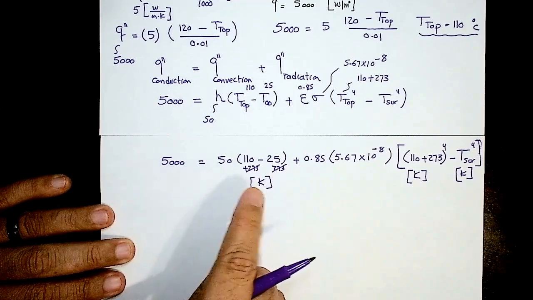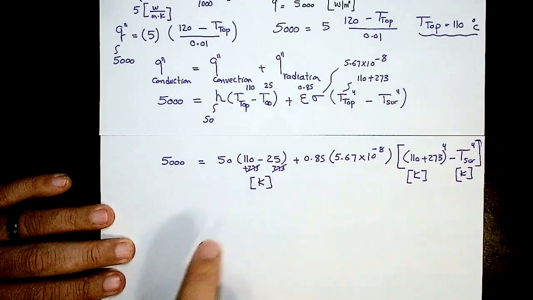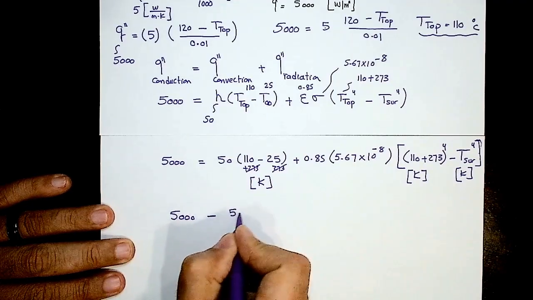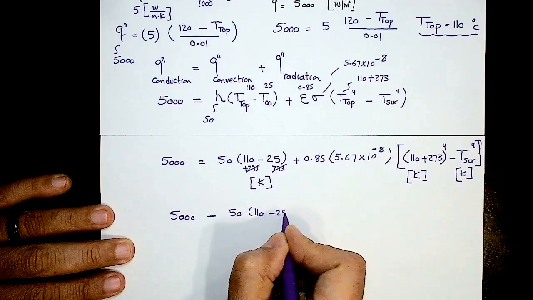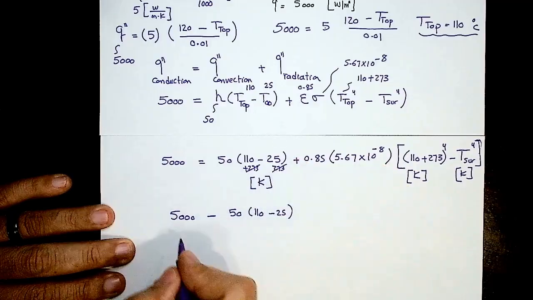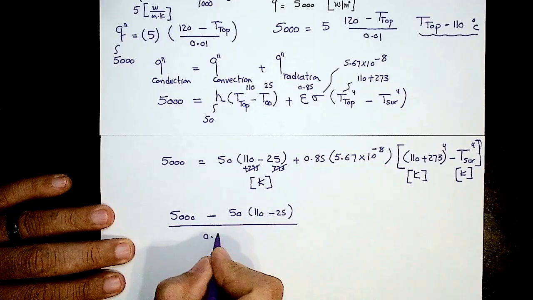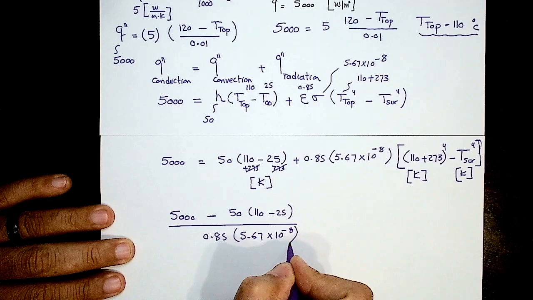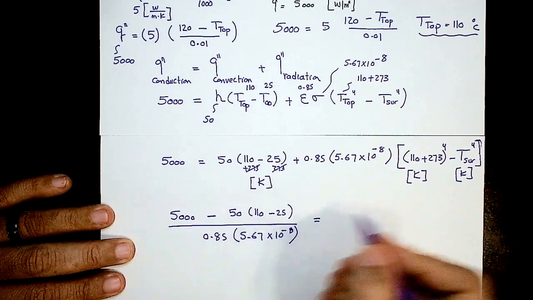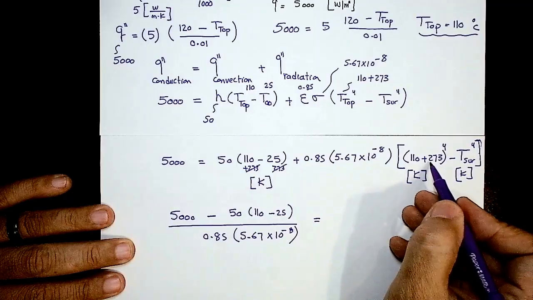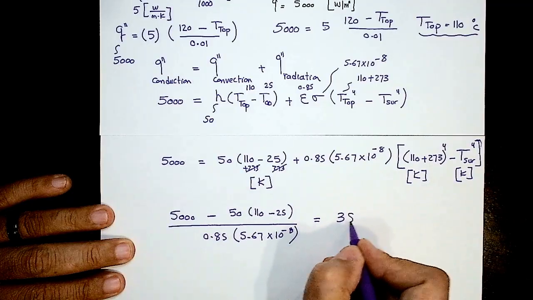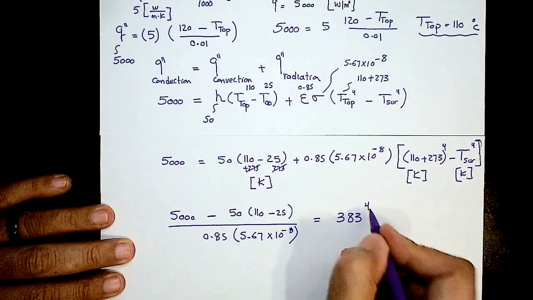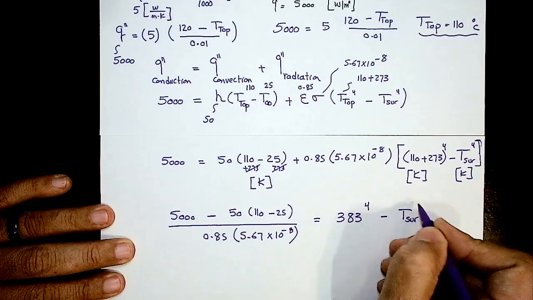So 110 minus 25, multiplied by 50, that's going to be a number. That's going to be 5,000 minus 50 times 110 minus 25. Then I'm going to divide by this term here, which is 0.85 times 5.67 times 10 to the minus 8. This should equal 110 plus 273, that's 383. Sorry, 273 plus 10, 283 plus 100, 383 to the fourth minus T surrounding to the fourth.